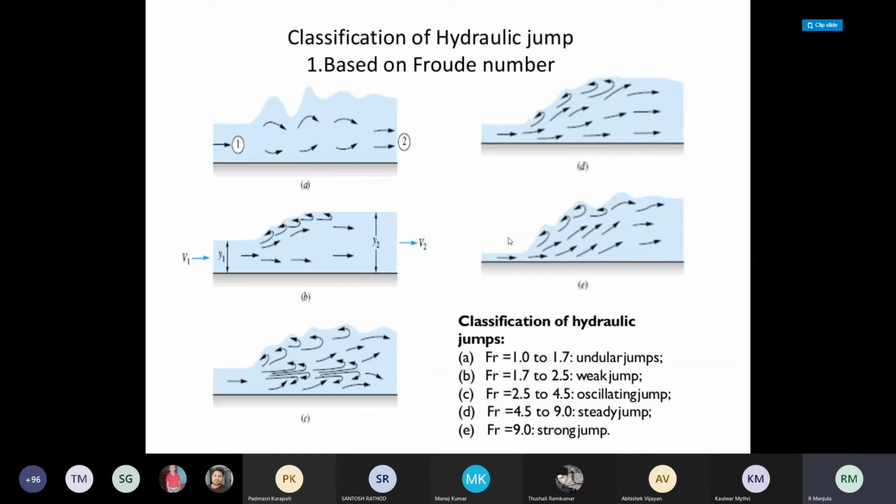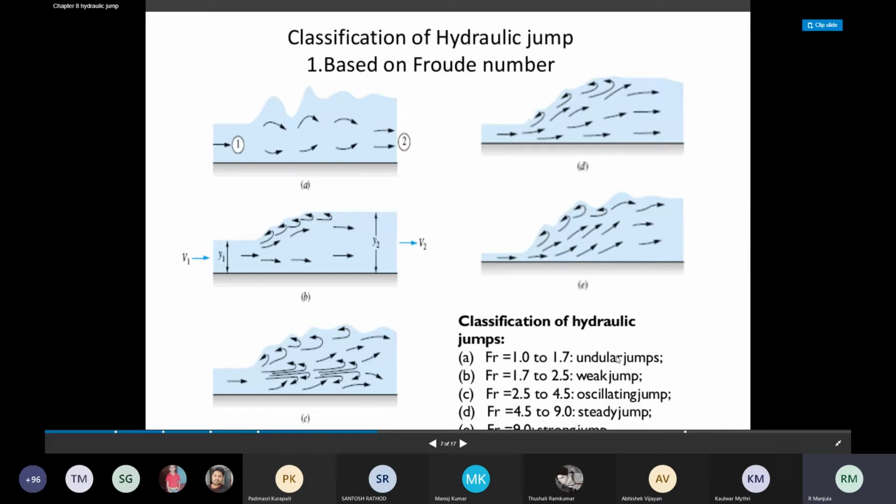When the Froude number varies from 1 to 1.7, it is called an undular jump. From 1.7 to 2.5, it is called a weak jump, and from 2.5 to 4.5, it is called an oscillating jump. Then 4.5 to 9 is called a steady jump, and more than 9 is a strong jump. So you can see the variation of these.